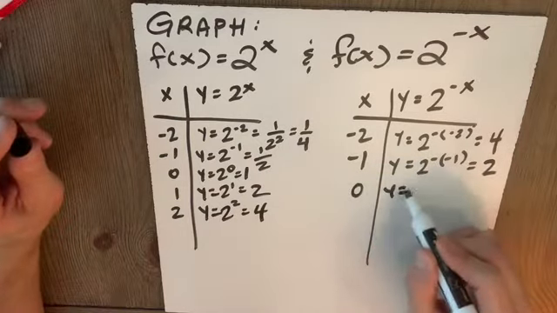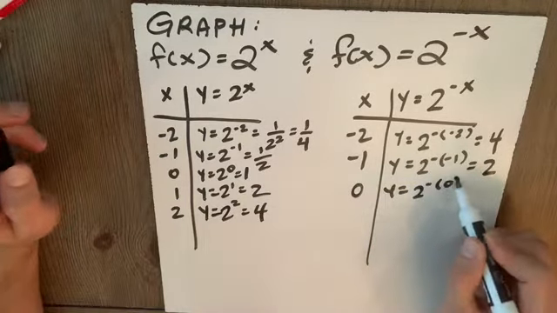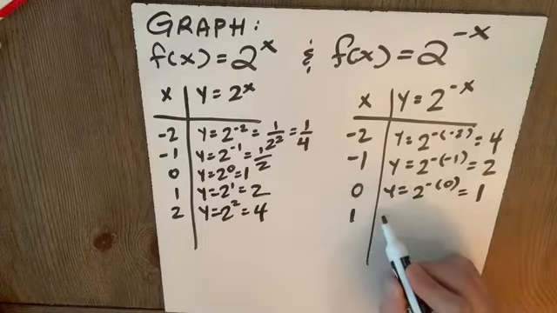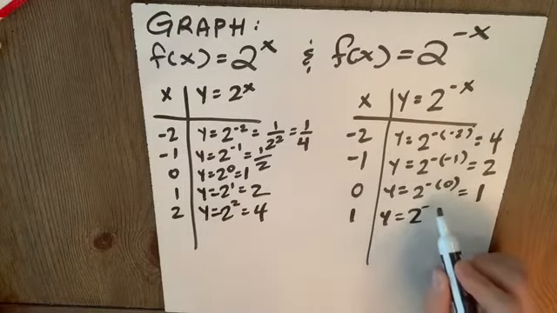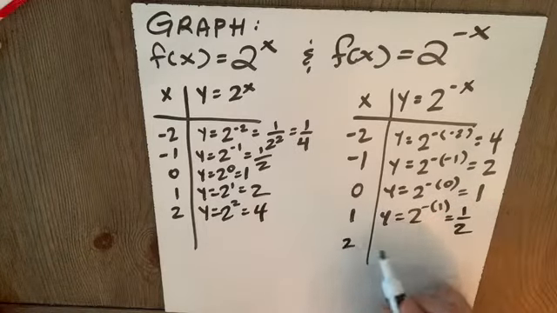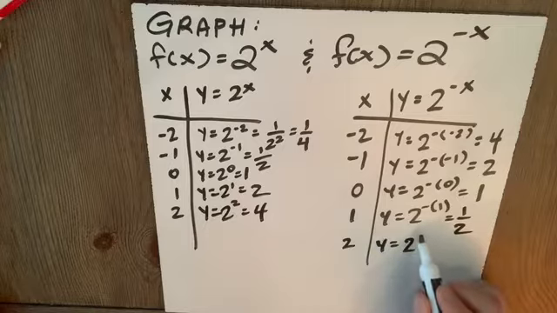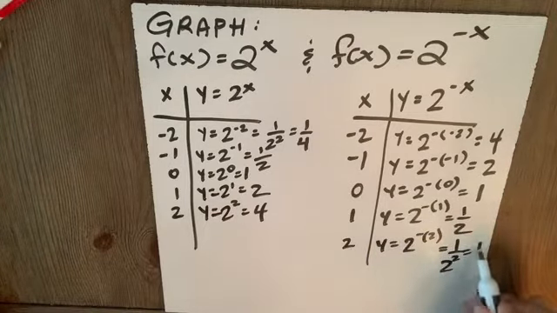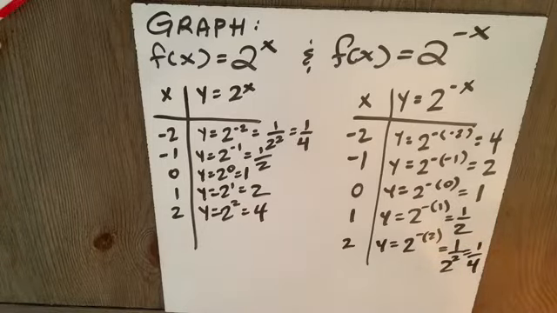0 gives us y equals 2 to the -0. Well, there is no -0, so 2 to the 0 is simply 1. 1, y equals 2 to the -1. Well, that's 1 over 2. And 2, y equals 2 to the -2 is y equals 1 over 2 squared, or 1 over 4.